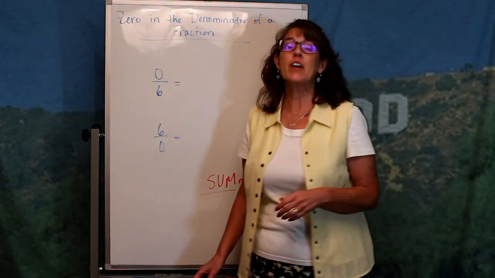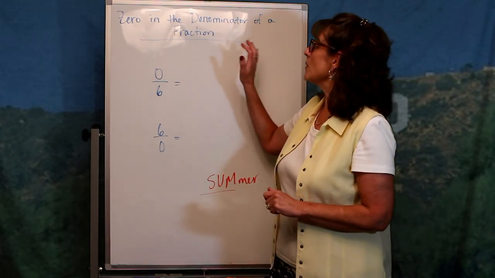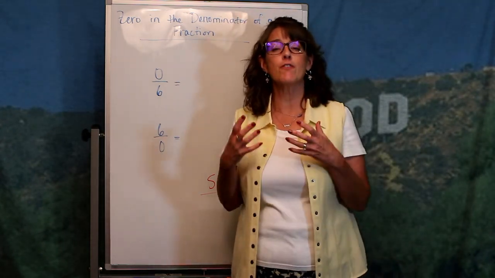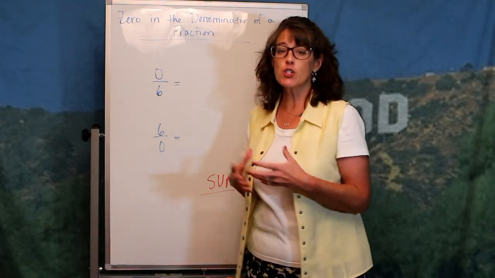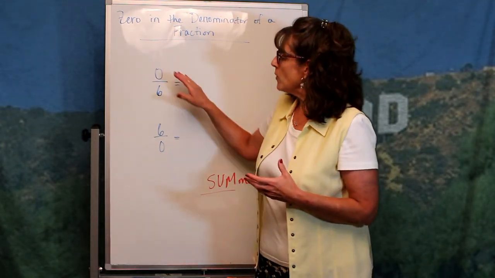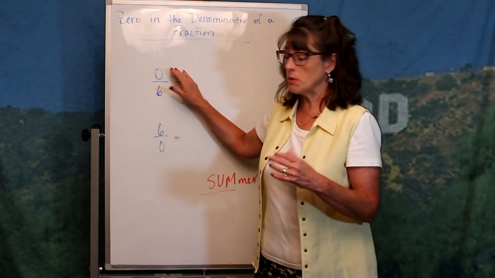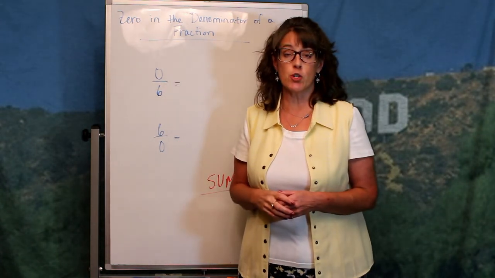That's awesome. Okay, we're going to now take a look at 0 in the denominator of a fraction. This is something that confuses people really, really bad. So I've got an illustration that will help you to understand when you have 0 in the numerator what your answer should be, and when you have 0 in the denominator what your answer should be.